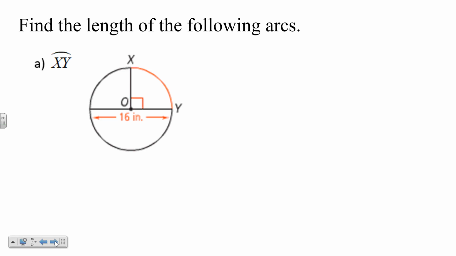So find the length of the following arcs. I want to find the length XY. The diameter is 16, so make sure you realize the radius is 8. They say that this is 90 degrees. They indicate that right here. So it's 90 degrees out of, and the denominator is always going to be 360. I always put that in parentheses, multiplied by 2 pi times the radius, which is 8.